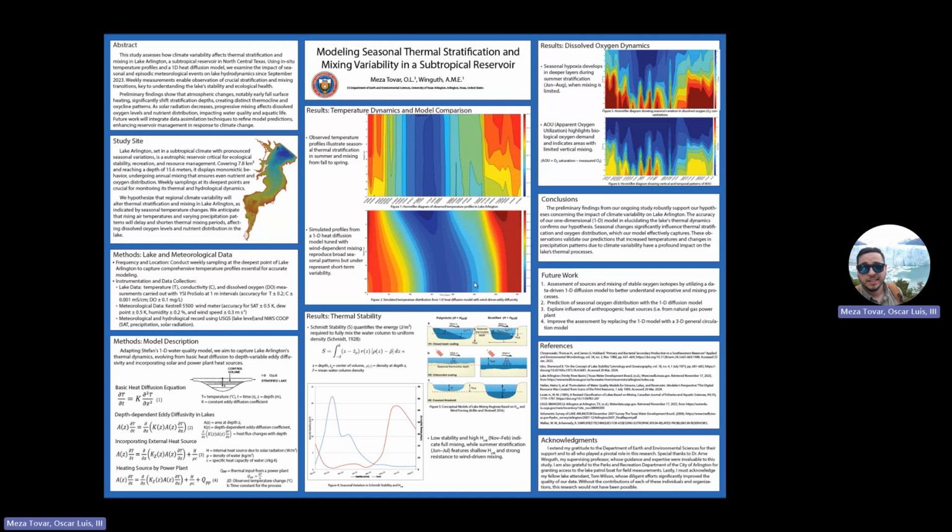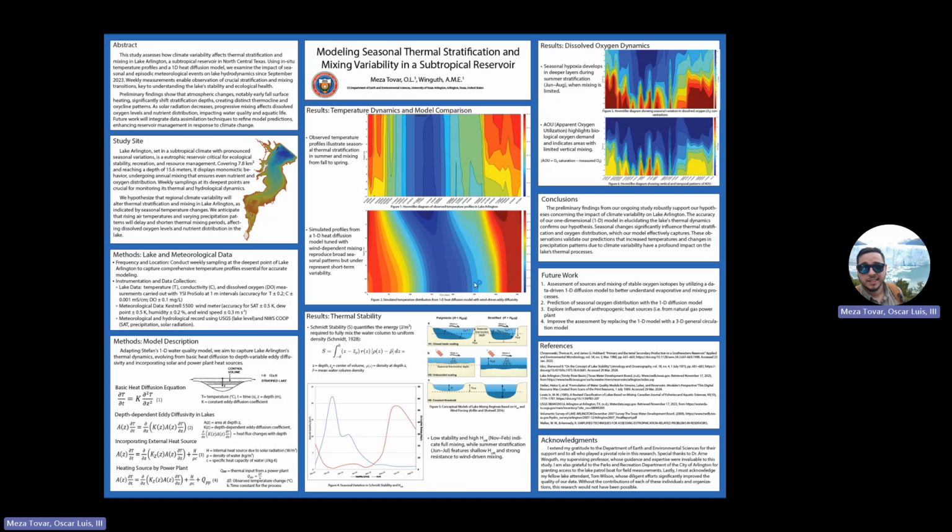My study focuses on Lake Arlington, a eutrophic reservoir in north central Texas which experiences monomictic mixing, meaning it typically mixes only once a year. It plays a critical role in water supply, recreation, and ecological health. Weekly observations since September 2023 help us monitor how this lake responds to seasonal and episodic weather patterns.